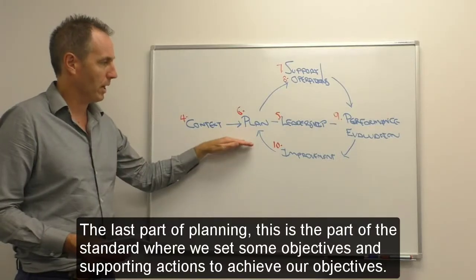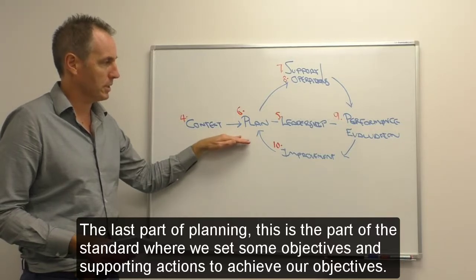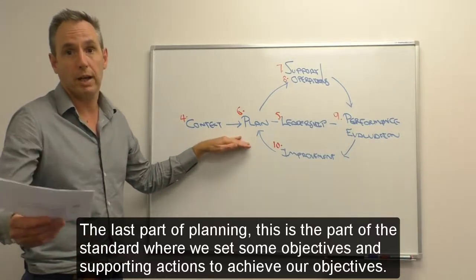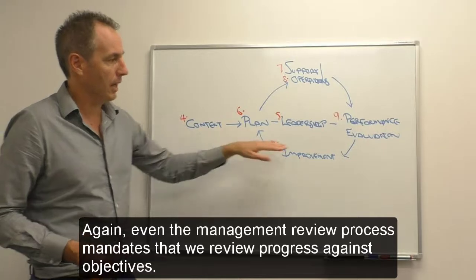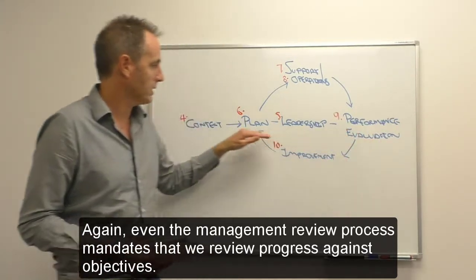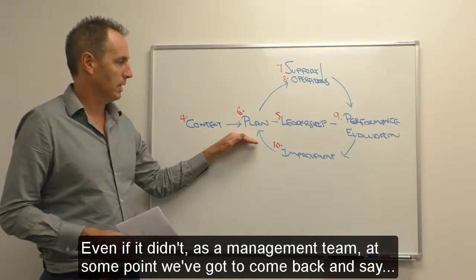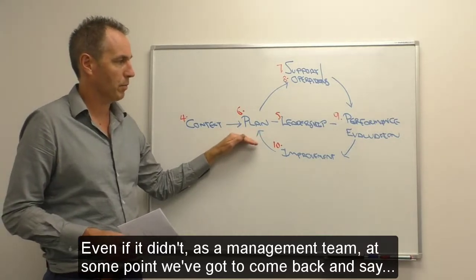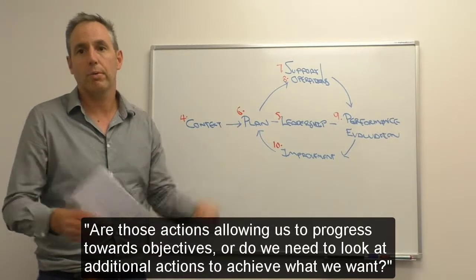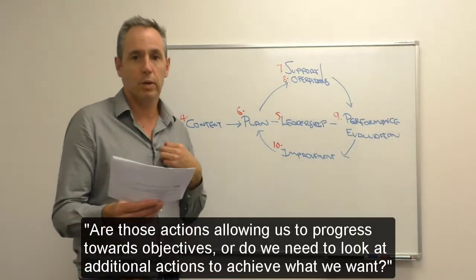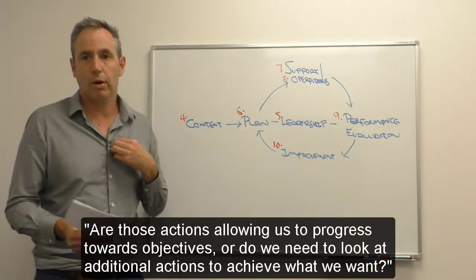The last part of planning, yes, this is the part of the standard where we set some objectives and supporting actions to achieve our objectives. Again, even the management review process mandates that we review progress against objectives. Even if it didn't, as a management team, at some point we've got to come back and say, well, are those actions allowing us to progress towards our objective, or do we need to look at additional actions to achieve what we want to achieve?